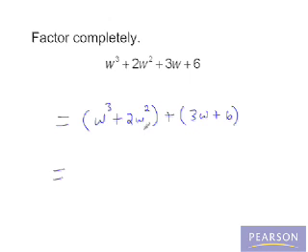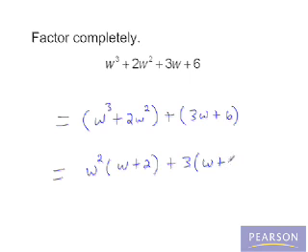Now we will factor the common factor out of each group, and as we said earlier, these two terms share a common factor of w squared. So we'll pull out the w squared, and we're left with w plus 2. In our second group, we will pull out the common factor of 3, and we're left with w plus 2.